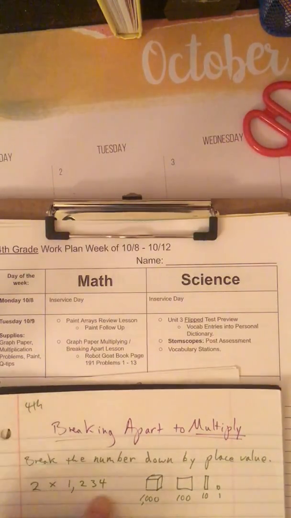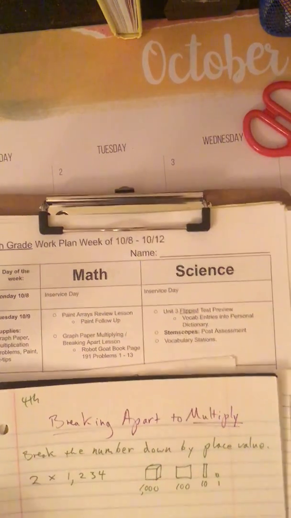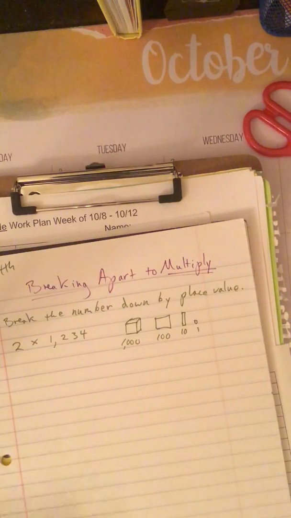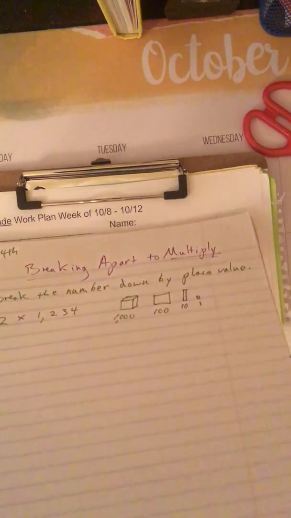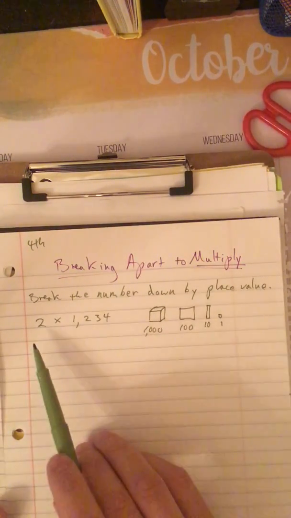And I wrote that one down right here too. And just so you can remember, this is 1,000. Oh, let me move it up. Remember, you should be taking notes right now in your journal. If I make a video, please take notes. And so it says break the number down by place value.